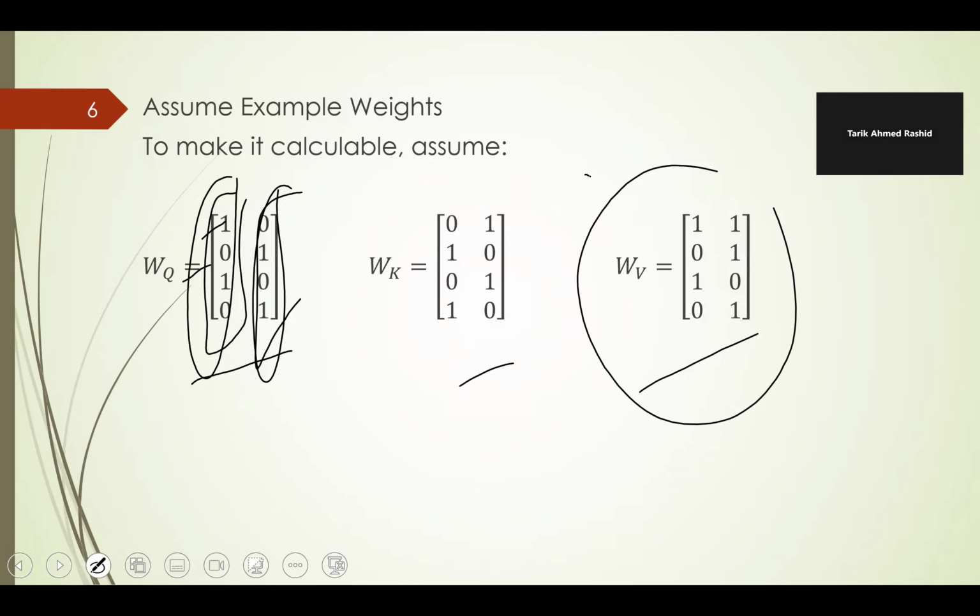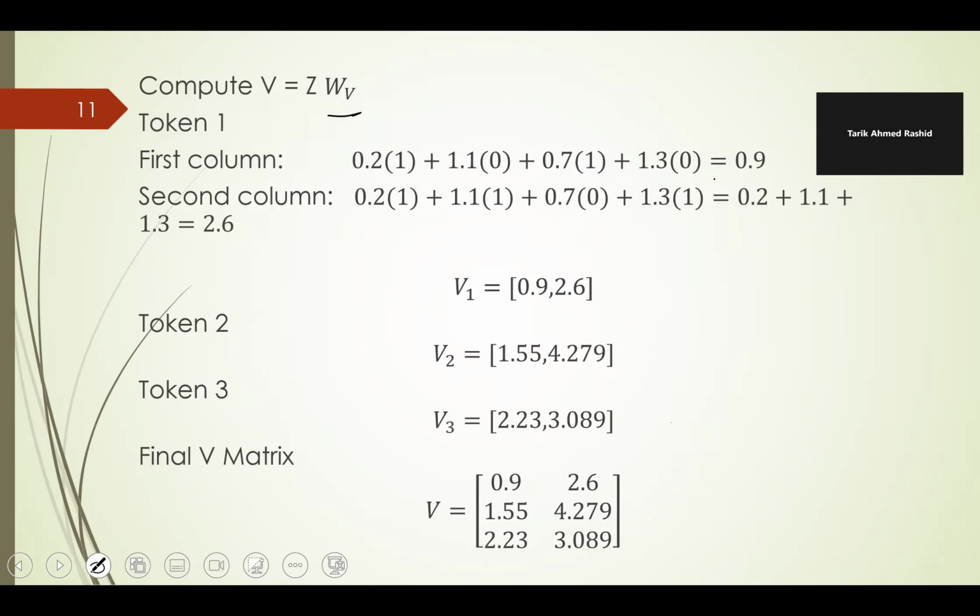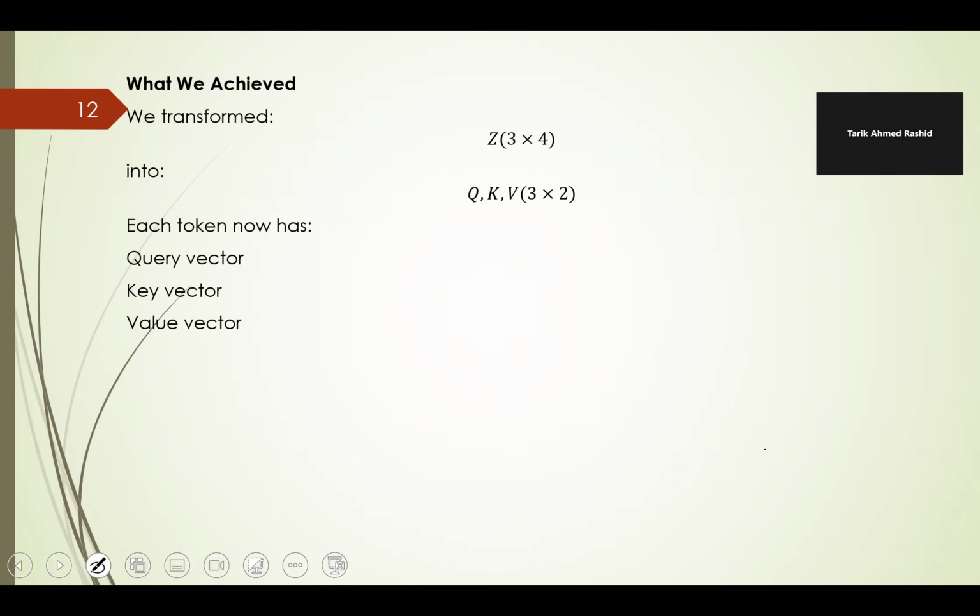The first row of the input multiplied by this, and the second row of the input multiplied by this. Likewise, we will get the V as well. So that's V found, Q found, and K found. Now, here are the results that we have for each token: we have query, K, and value.